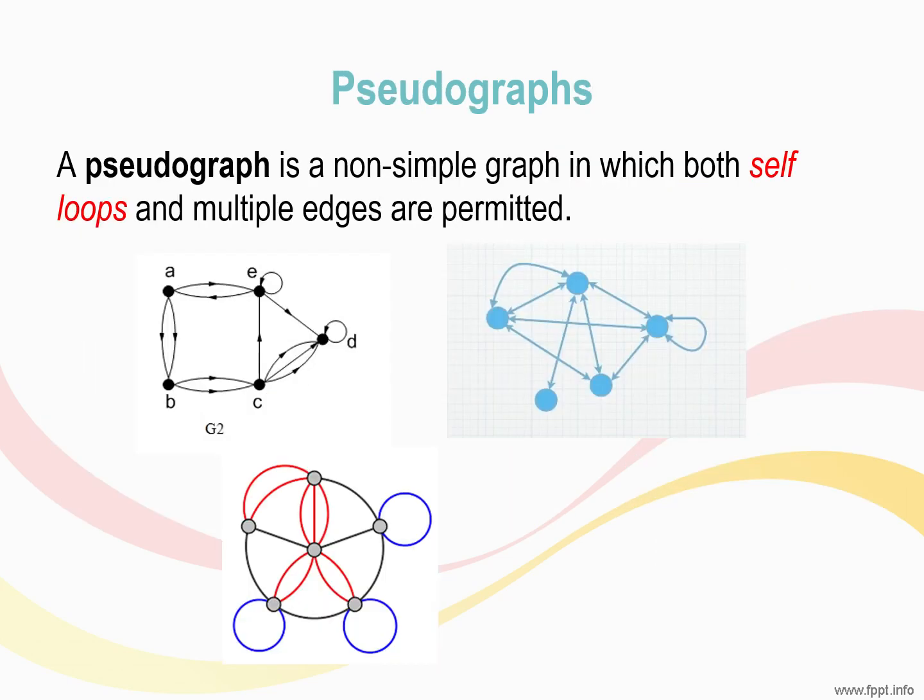Pseudograph. A pseudograph is a non-simple graph in which both self-loops and multiple edges are permitted. In the pseudograph, whether it is directed or undirected, it must involve both loops and multiple edges.